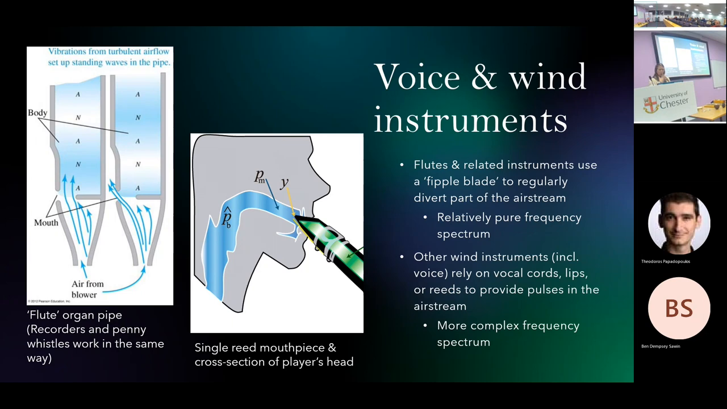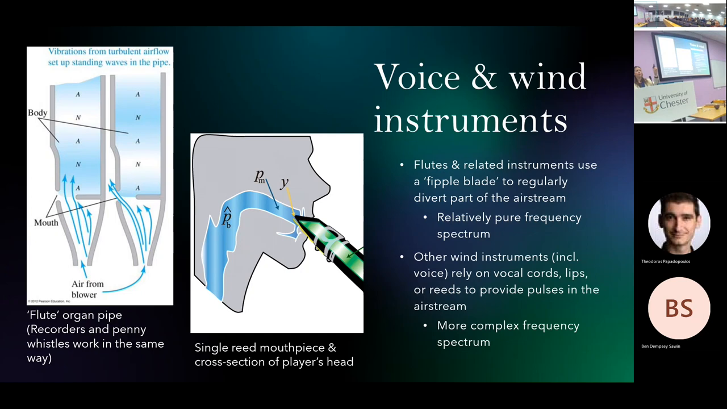The other main type of wind instrument is the reed instrument, and they come in two varieties. I've only got one with me tonight. This is a single reed instrument, so called because it has a single reed. You can also have double reed instruments where you have two reeds that kind of clap together like that and you hold them between your lips.